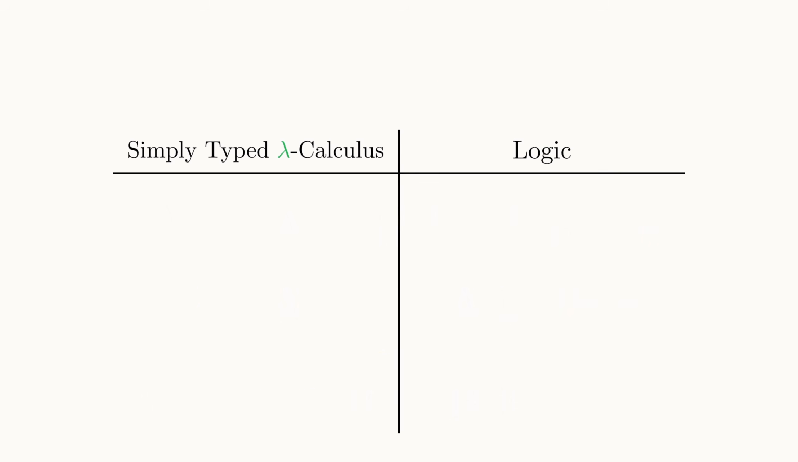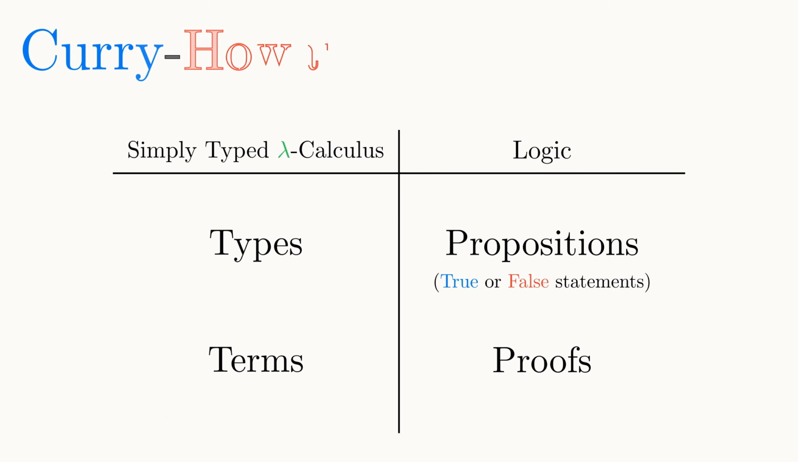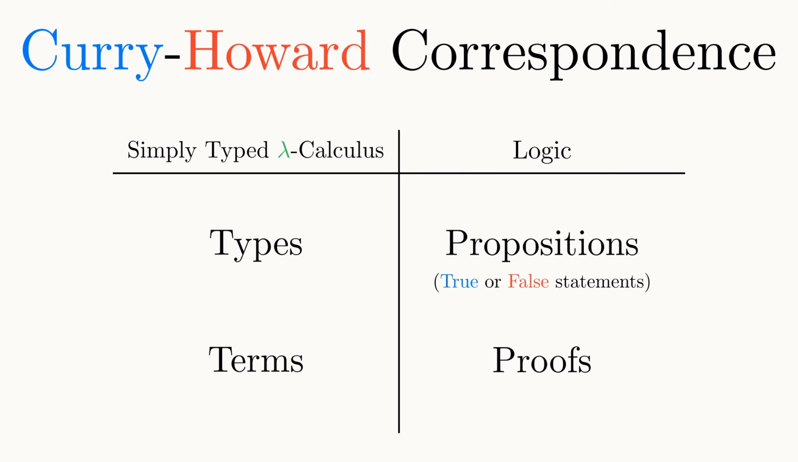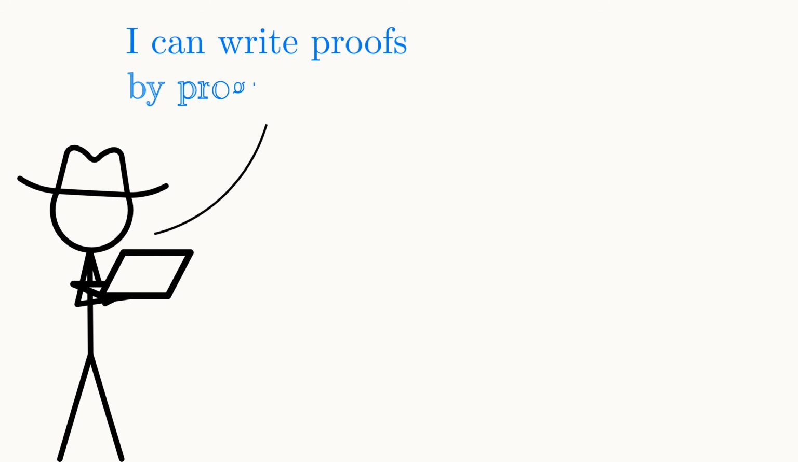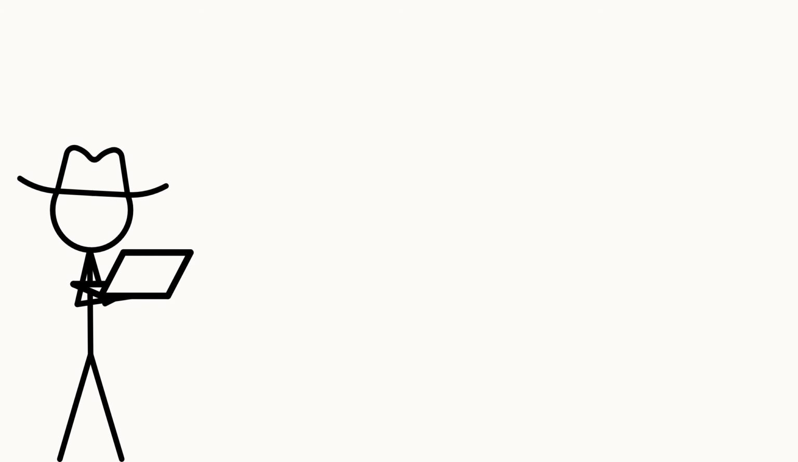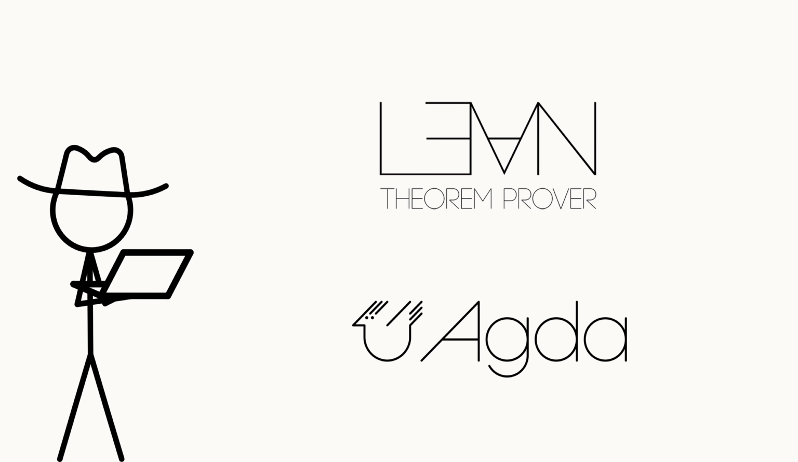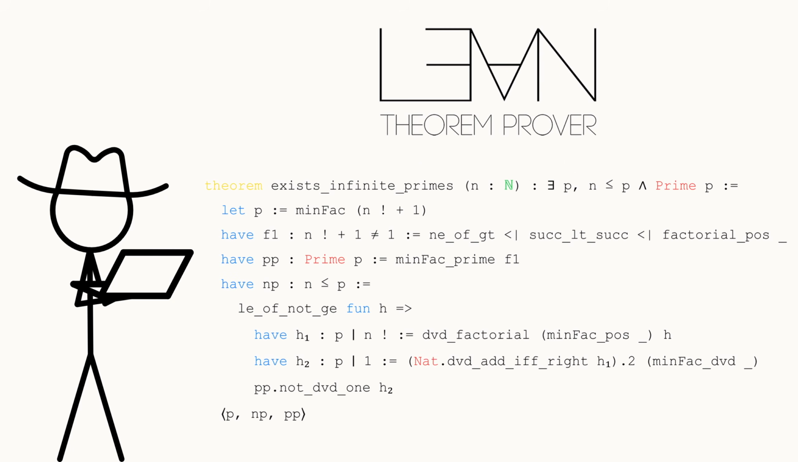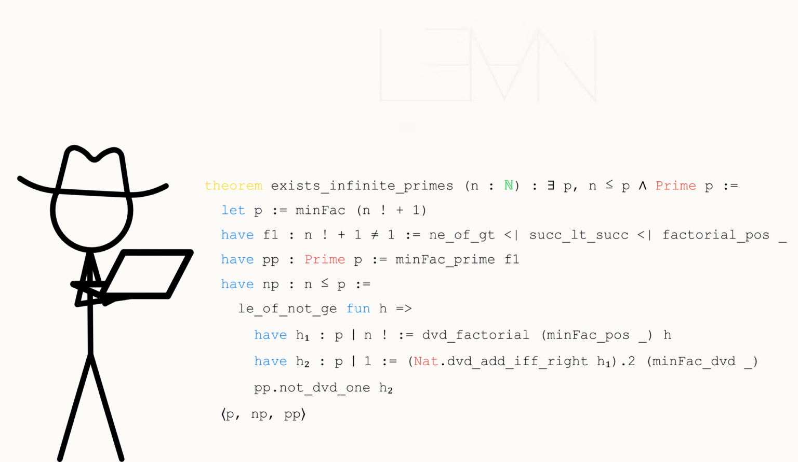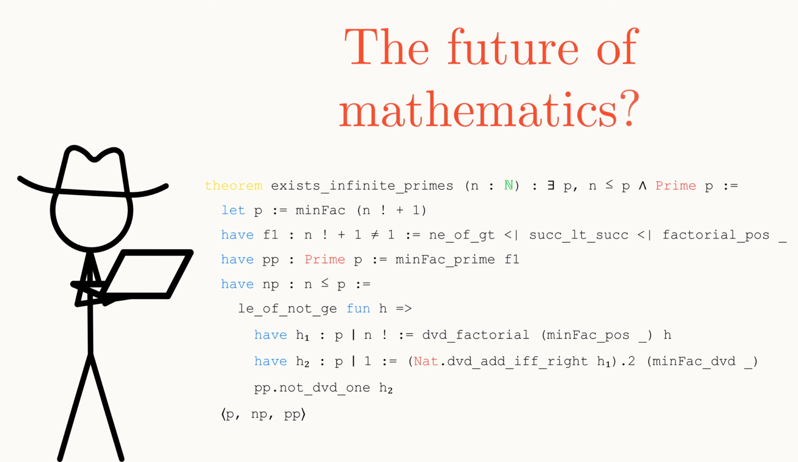This astounding relationship between propositions and types is called the Curry-Howard correspondence and has some fascinating implications. If we build a programming language with this in mind, we can actually use this correspondence to explicitly write mathematical proofs using computer code. These languages are called proof assistants, and popular ones include Lean and Agda. This Lean program here, for example, is a proof that there are infinitely many prime numbers, and we know that it's correct since it type checks. As this area of research develops, who knows, in the future mathematics might not be taught with pen and paper, but rather with a keyboard and mouse.